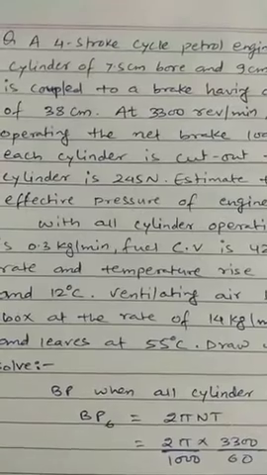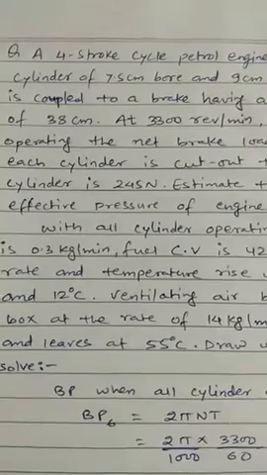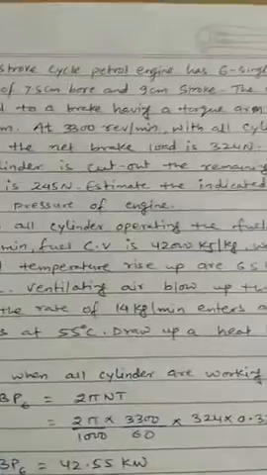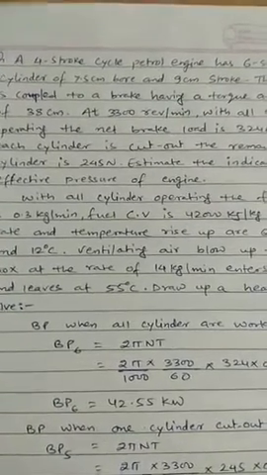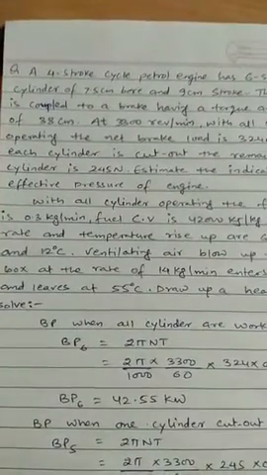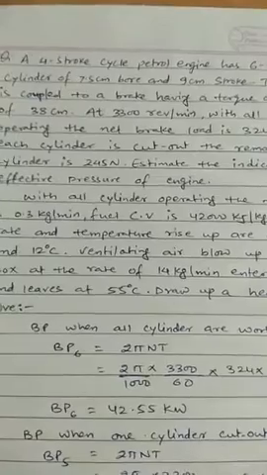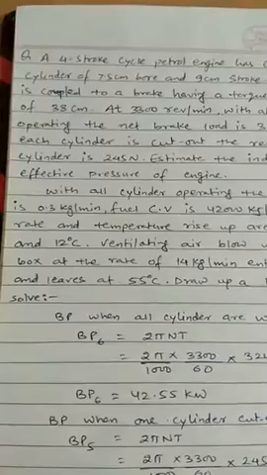In this video lecture, we solve a problem based on heat balance sheet. The given question is: a 4-stroke petrol engine has 6 single acting cylinders of 7.5 cm bore and 9 cm stroke. The engine is coupled to a brake having a torque arm radius of 38 cm at 3300 revolutions per minute with all cylinders operating.